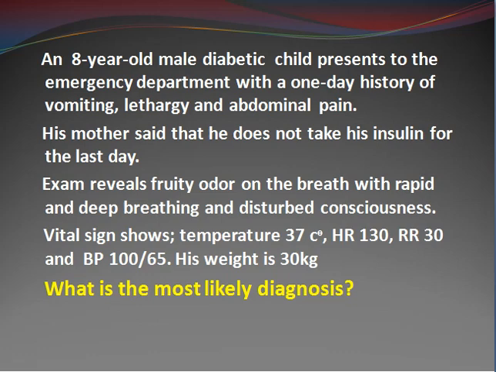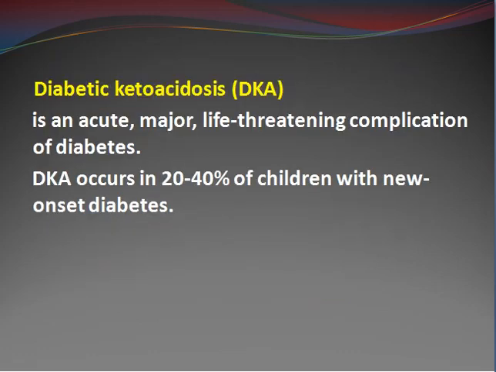Vital signs: normal temperature, heart rate 130, respiratory rate 30, and blood pressure 100/65. The weight of the child is 30. So, what is the most likely diagnosis? From the history and examination, the most likely diagnosis is diabetic ketoacidosis. Diabetic ketoacidosis is an acute, major, life-threatening complication of diabetes. It occurs in about 20 to 40% of children with newly onset diabetes.